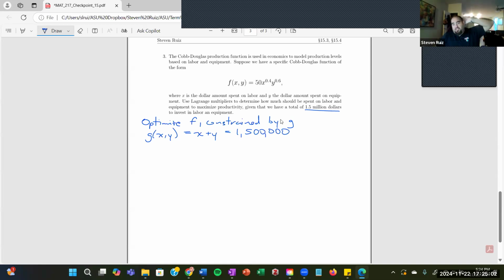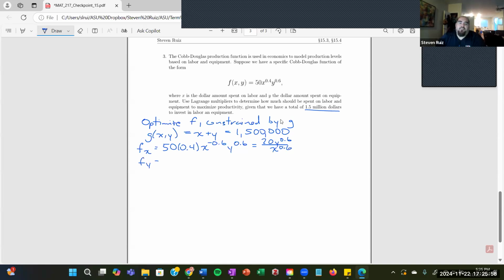So basically, these are the two equations that are going to govern the situation. F is the thing we're trying to make the most of. G is the thing that's going to make it hard to do that. Basically, G is a requirement we have to hold to. So we need all these partial derivatives. The partial derivative of F with respect to x is 50 times, got to use the power rule on x to the 0.4. So that'll be 50 times 0.4 times x to the negative 0.6, because that's 0.4 minus 1, times y to the 0.6. What does that come out to be? That comes out to be 20 y to the 0.6 over x to the 0.6.